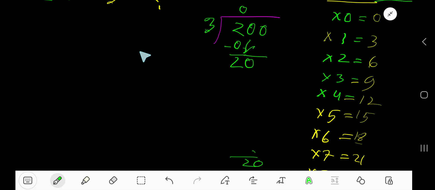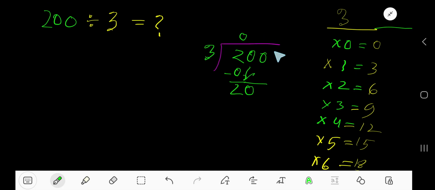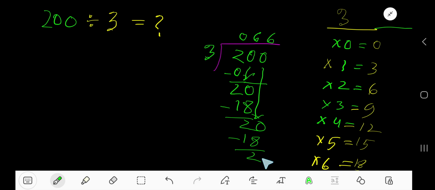So 6 times. 6 times 3 is 18. Subtract: 2. Bring down this digit. 3 goes into 20 again 6 times. 6 times 3 is 18. Subtract: 2. So our answer is 0, 6, 6, which means 66, remainder 2.